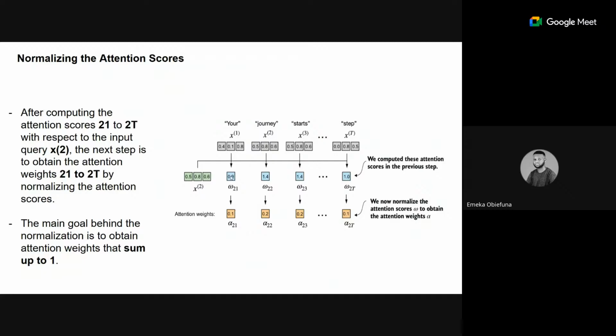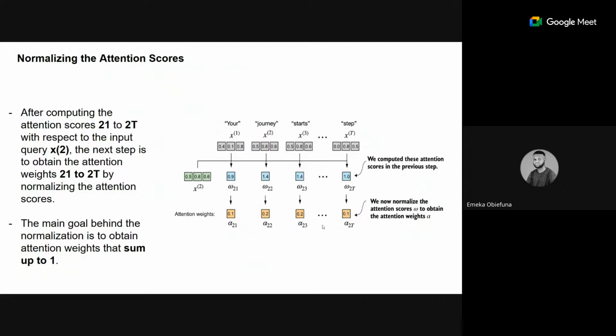Once you've gotten your attention score, the next thing that you need to do is normalize. When you normalize this attention score, it's going to give you the attention weight. The goal is that when you add all these values together, they must sum up to 1.